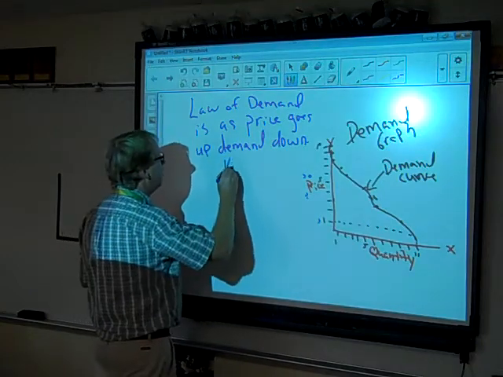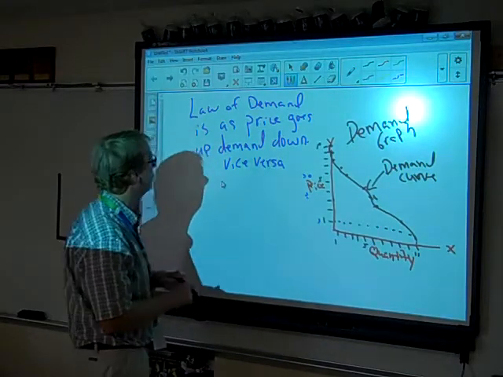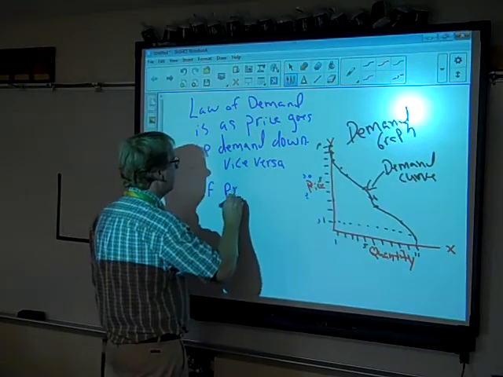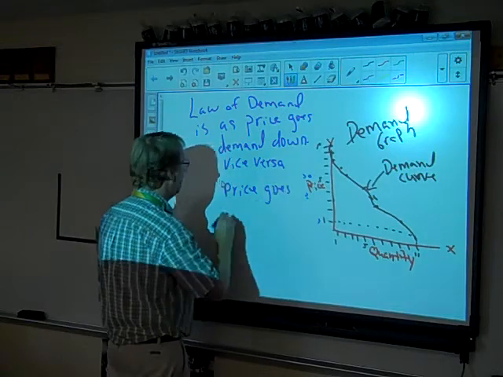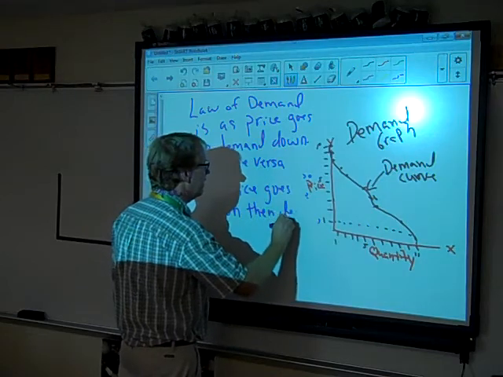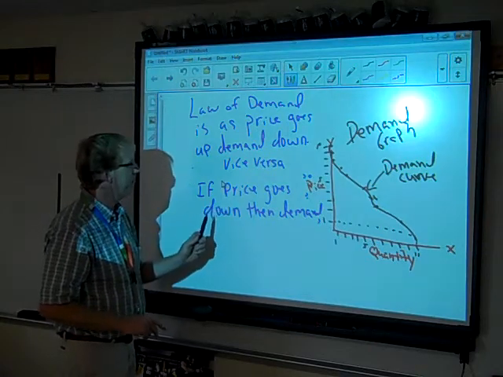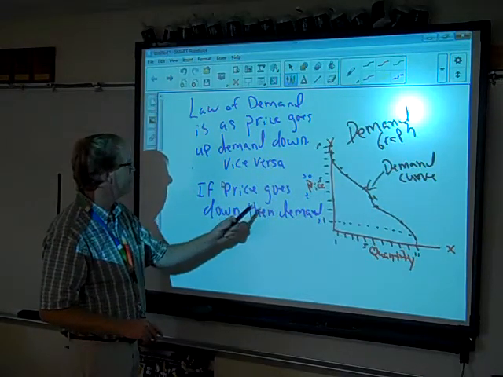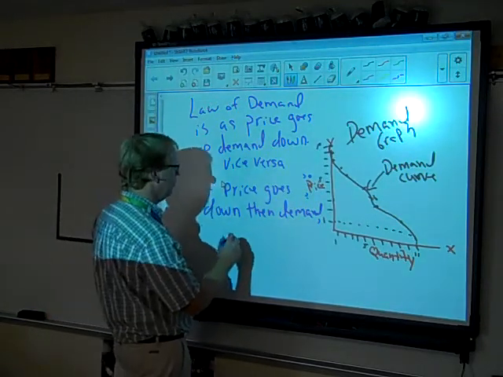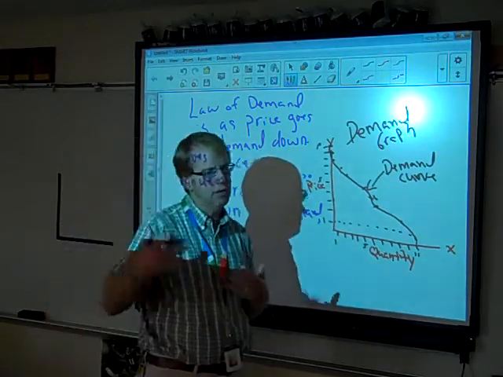Okay? Also, adding into this is the vice versa. You know what vice versa means? That means the opposite is also true, or the inverse. And in this case, if price goes down, what happens to demand? Then demand goes what? Try to answer that question real quick. If price goes down, then demand goes which way? If price goes down, then demand goes up. And we know that's true, right? Anytime the price is lower, demand goes up.